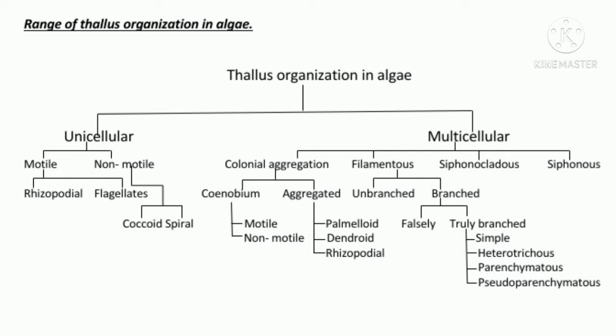1. Colonial aggregation. In this, the unicellular form of algae loosely aggregates within a common mucilaginous envelope. They are divided into two types: A. Coenobium. The coenobium colony contains a definite number of cells with a definite shape and arrangement. Coenobium colony is divided into two different groups such as I. Motile. They are cellular and flagellated and can move by an organized beating action of flagella. II. Non-motile. They lack flagella.